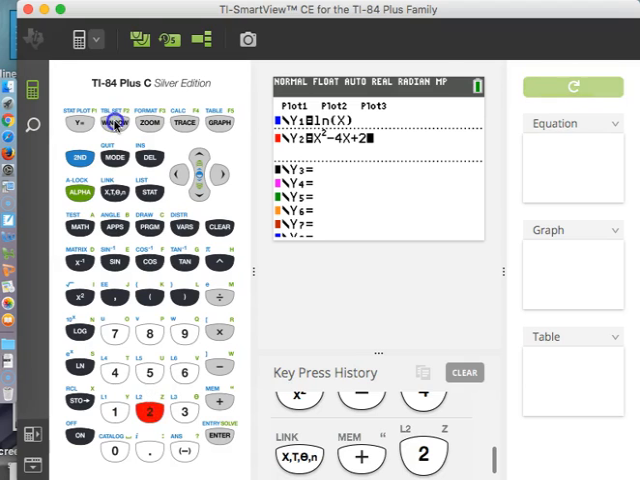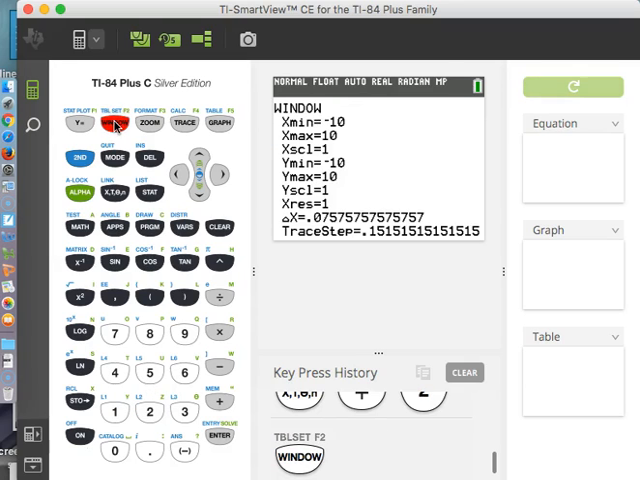All right. Window. They have a specific setting, and obviously they're not going to give us these settings all the time, but this is nice to start us off. Our x's they want from 0 to 10.